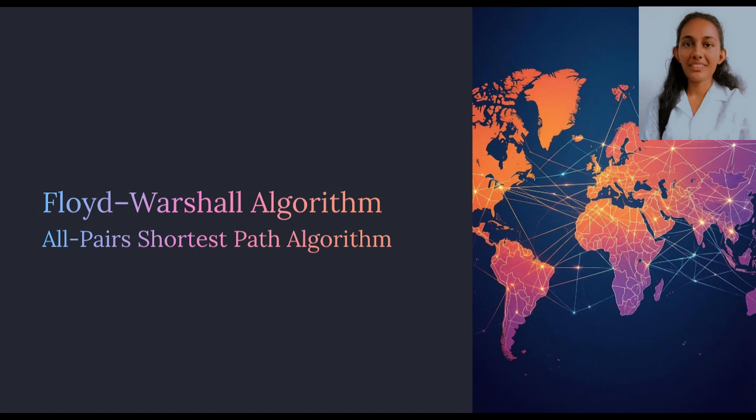Let me start with a simple question. Imagine you're planning a road trip. You don't want just one shortest route. You want to know the shortest route between every city and every other city. This exact problem appears in road networks, computer networks, airline routes, or even social networks. And the algorithm that solves this problem is called the Floyd-Warshall algorithm.